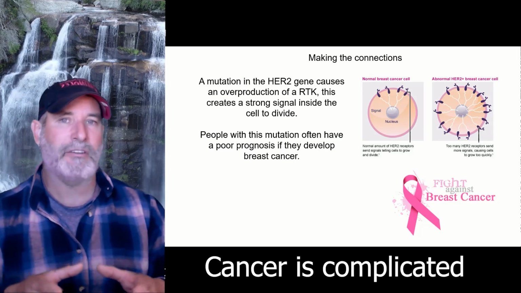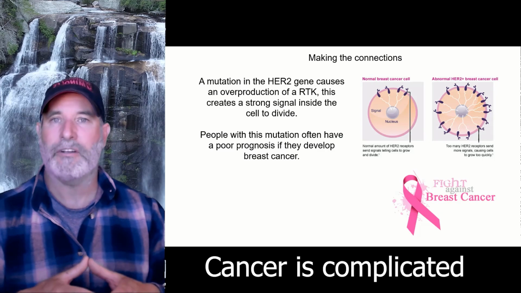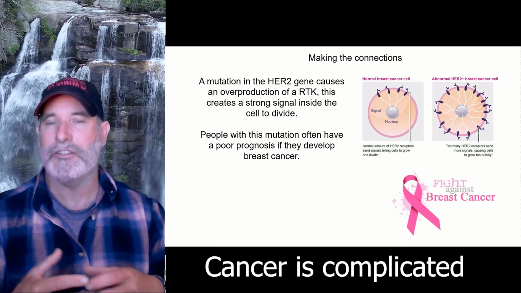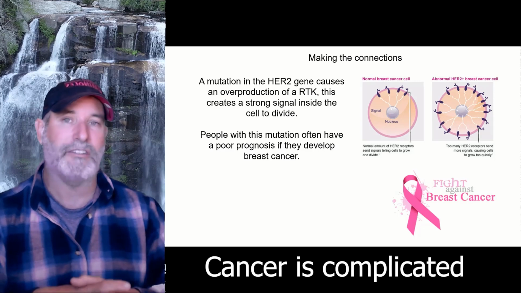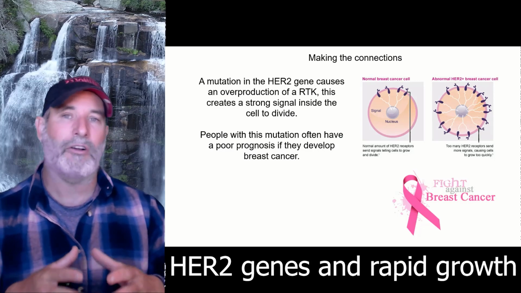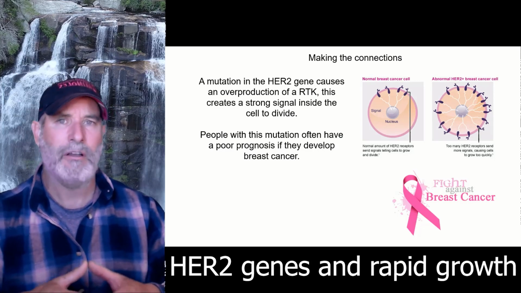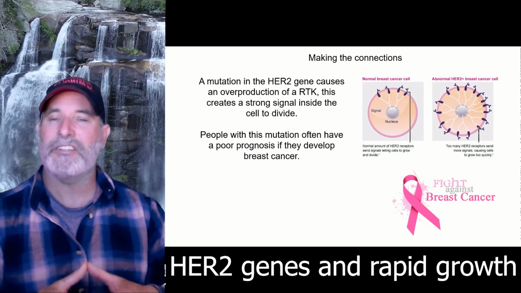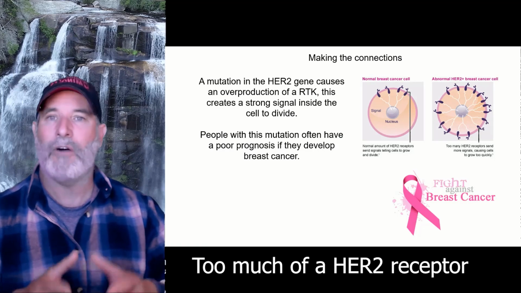Well, it turns out that cancer is a generic term for over 100 different diseases, and even something like breast cancer that occurs in the breast tissue could have several different causes. One reason for aggressively growing breast cancer is a variant in the HER2 gene that causes an overproduction of RTKs.